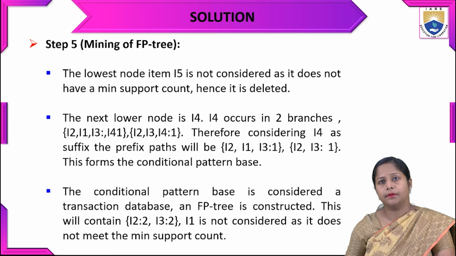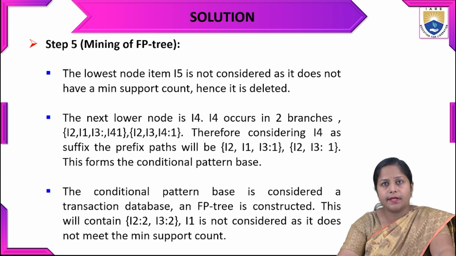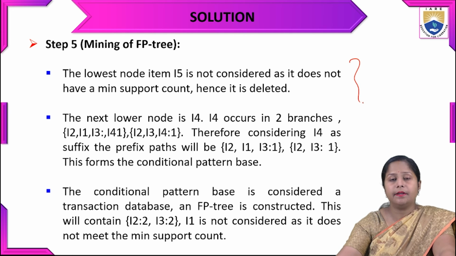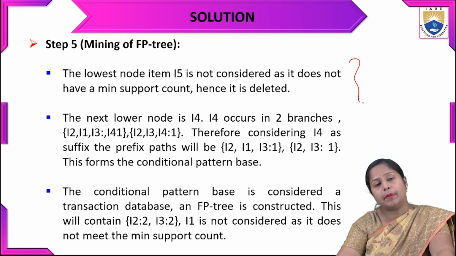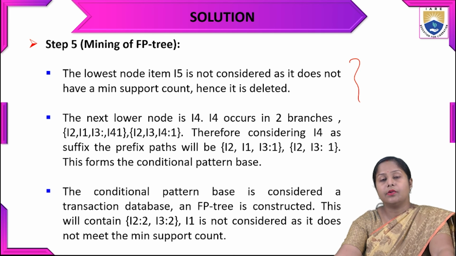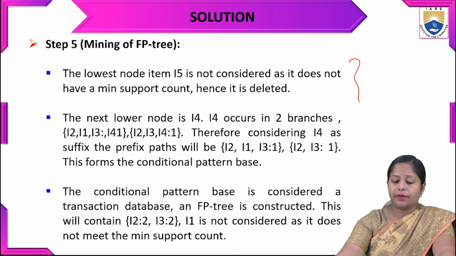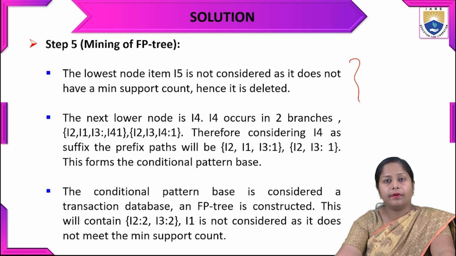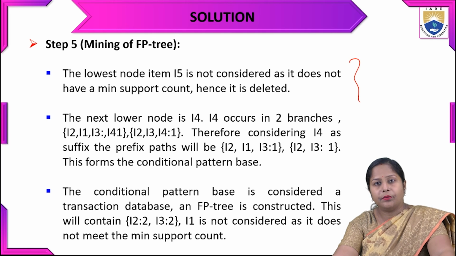So now, in the 5th transaction, that is going to be the mining of the FP tree, the mining part. In that, the lowest node I5 will not be considered, because it does not have the minimum support count, which was 3, so it will be deleted. So I5 will be deleted. The next lower node will be I4. So I4 occurs in 2 branches, I2, I1, I3 and I4.